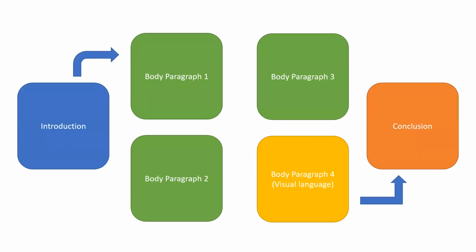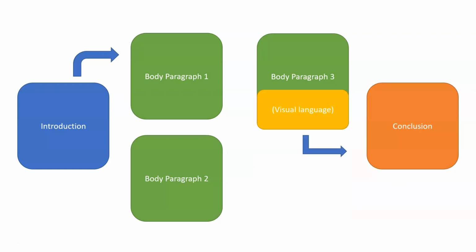So here's an example of that. This is an example of where you incorporate it into your essay by focusing one of your body paragraphs specifically on the visual language, whereas a more sophisticated approach might do something like this, where it incorporates it into an existing body paragraph because you are expected to talk about how the visual language supports or provides a different perspective on the issue that is being discussed.